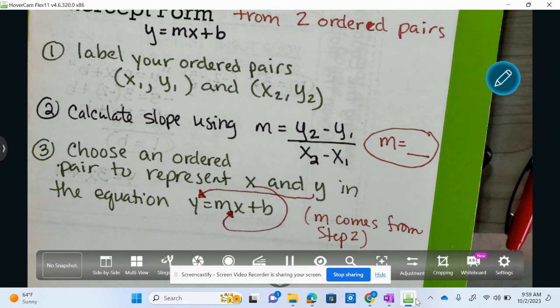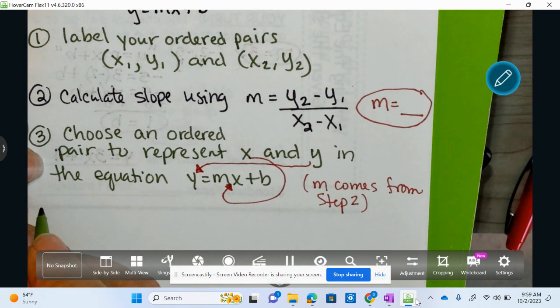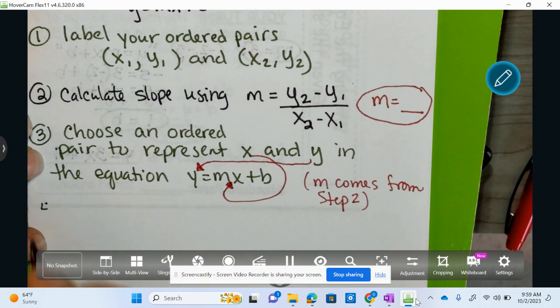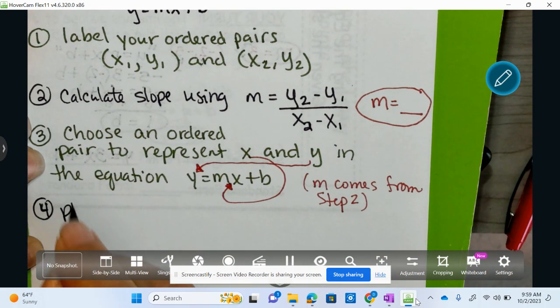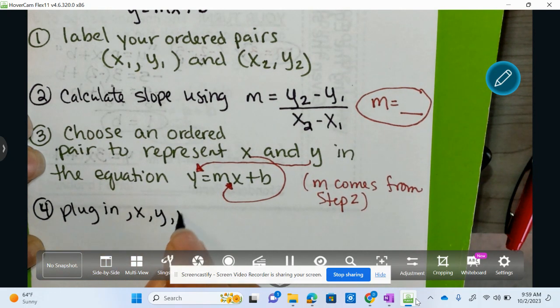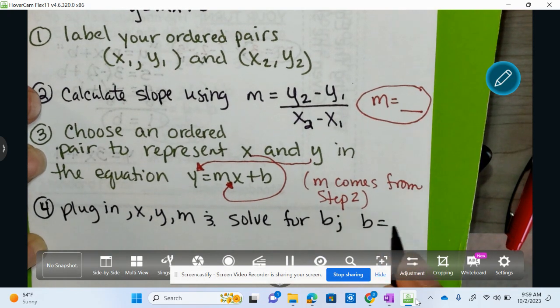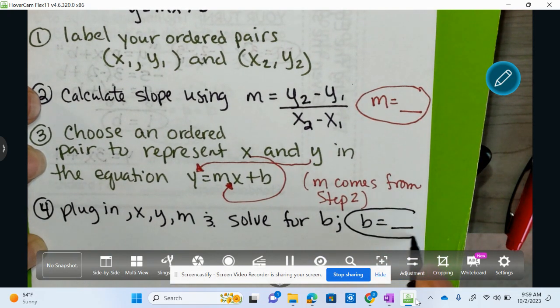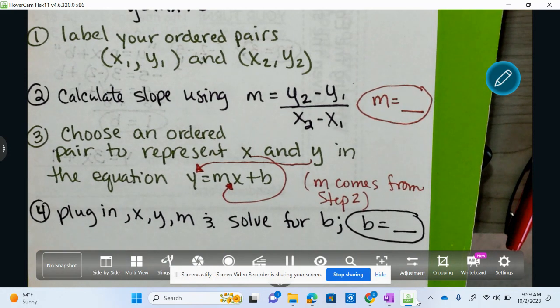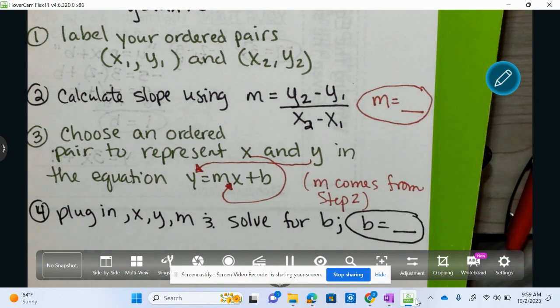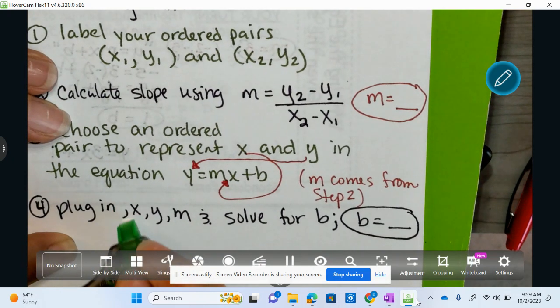So the whole purpose of that is to solve for b. So statement number 4 is really to plug in the values. Plug in x, y, m, and solve for b. And when you get done with that, you'll have something that says b equals. So you're going to take your x, your y, and your m. You're plugging them all into y equals mx plus b, and you're going to solve for b.